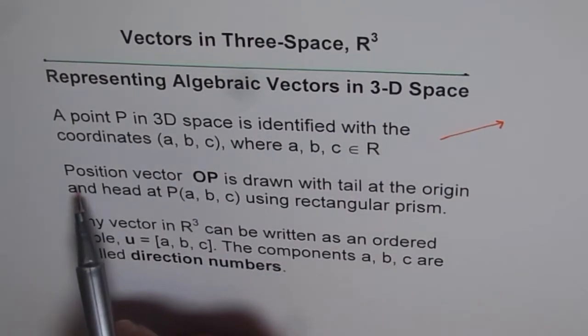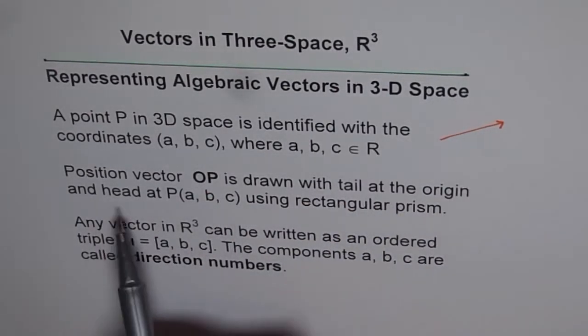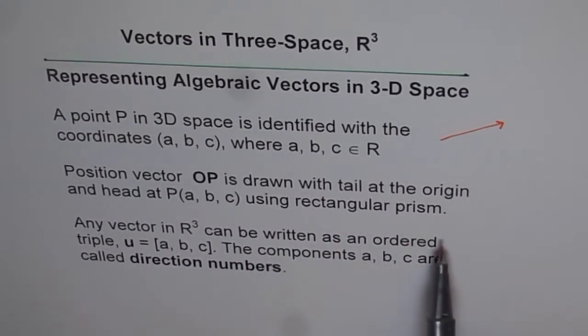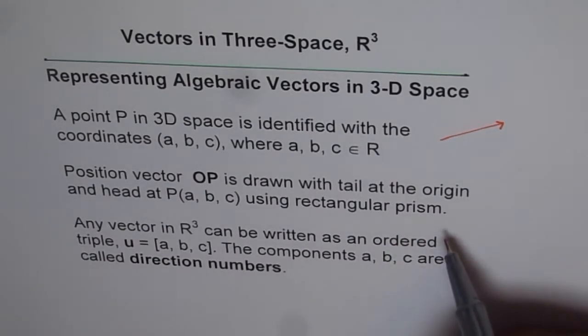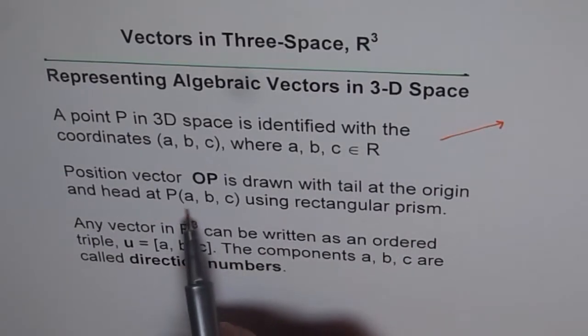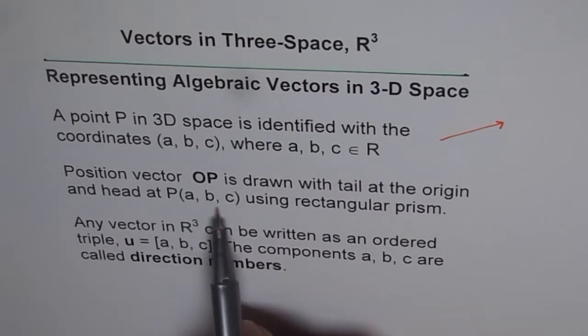Now, next point is, position vector OP is drawn with tail at the origin and head at point ABC using a rectangular prism. Now in 2D also you saw that we could draw a position vector with the tail at the origin and the head at the defined point OP, right? So here we have R3, so 3 dimensions. So we call these direction numbers also. A, B, and C are your direction numbers along x-axis, y-axis, and z-axis.